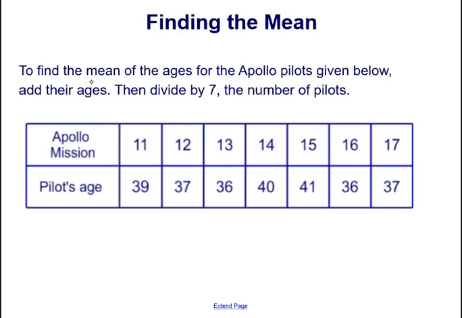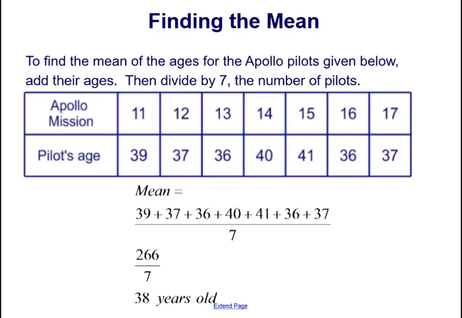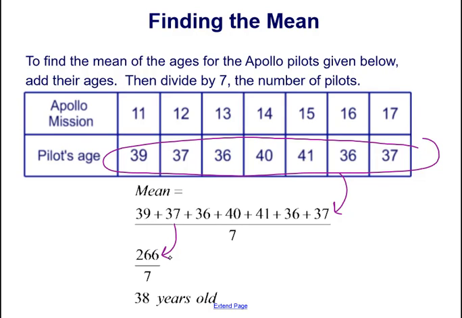So again, we're trying to find the mean of these ages. We're taking all of their ages, 39, 37, 36, 40, 41, 36, and 37, and adding them together. We're finding their sum, which is 266, and then we're dividing by 7 because that's how many data points you had, which gives us 38. So the mean of the ages is 38 for these pilots.